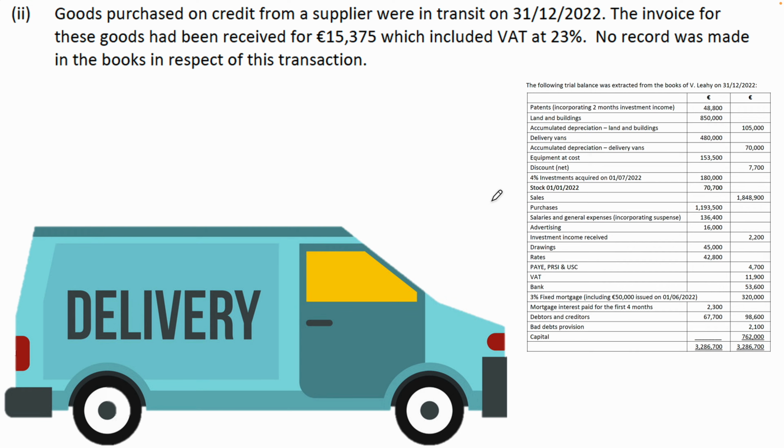No record was made in the books in respect of this transaction. Okay, so goods are in transit at the end of the year. Goods are in a van, on a motorway somewhere, end of the year. The invoice for these goods has been received, okay? So we already know it's purchases on credit, but if we weren't told that, the invoice has been received. Invoice received means I bought something on credit, okay? So that would be purchases on credit as well. So they didn't even need to tell us this because they told us the invoice had been received.